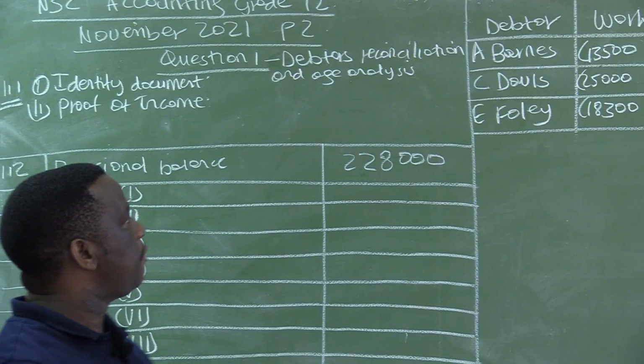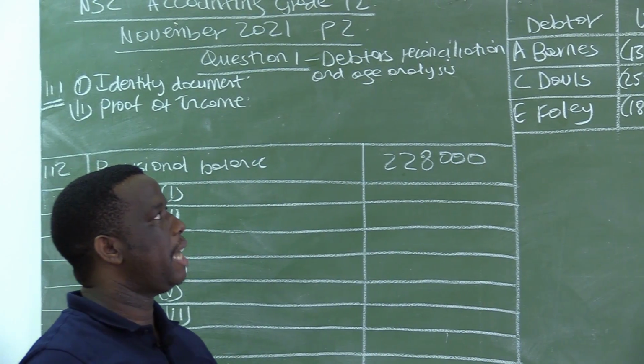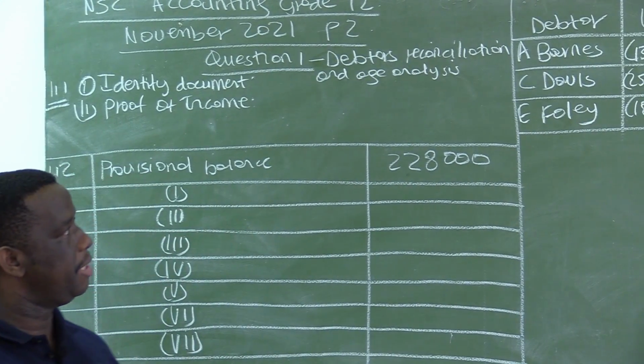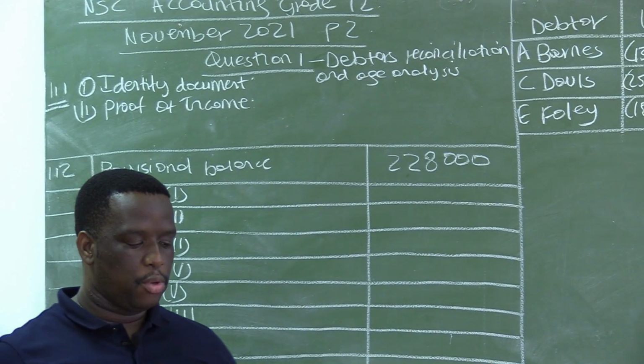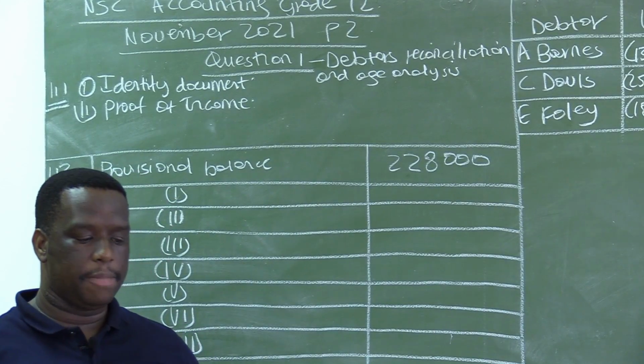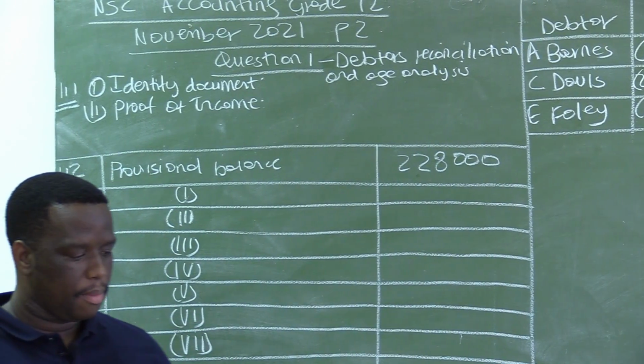Right, the following errors, remember we are doing debtors reconciliation. Reconciliation comes from an English word which is to reconcile. We are doing corrections here. We are correcting errors. So the following errors and omissions must be taken into account.